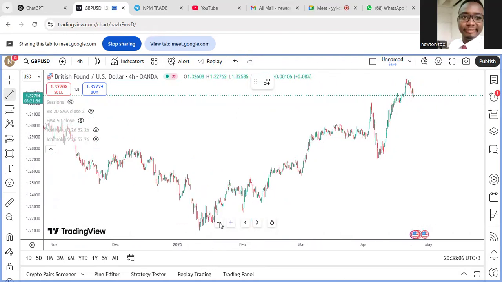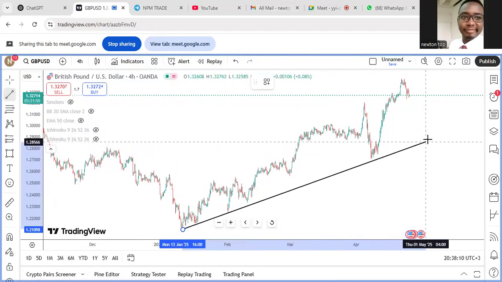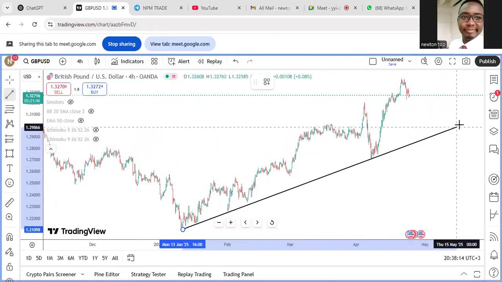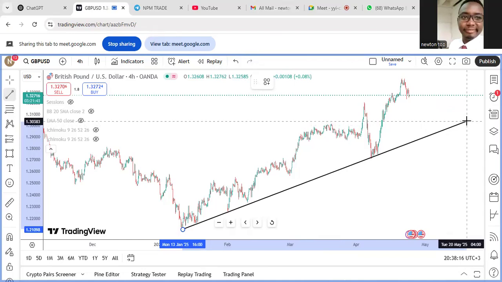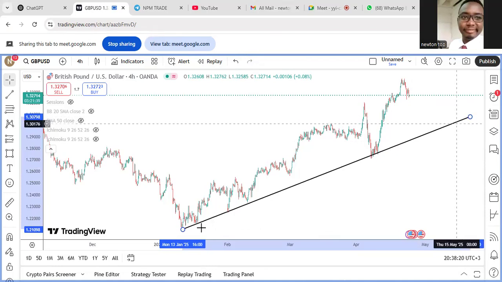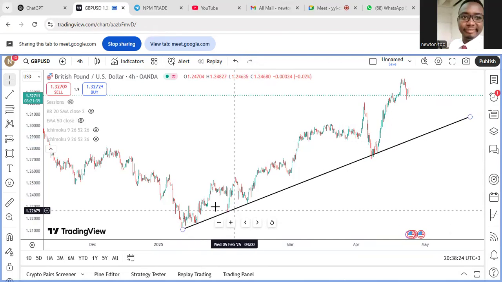You can see right now, if I want to draw the trend line, I can just draw like this, and you just connect these points, the points of higher lows. Here we had our first touch, then our second touch here, then our third touch here. Our fourth touch again was here.